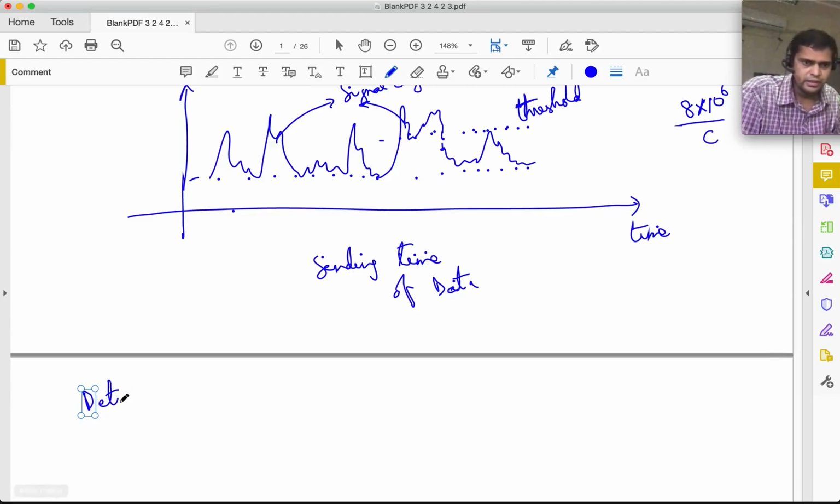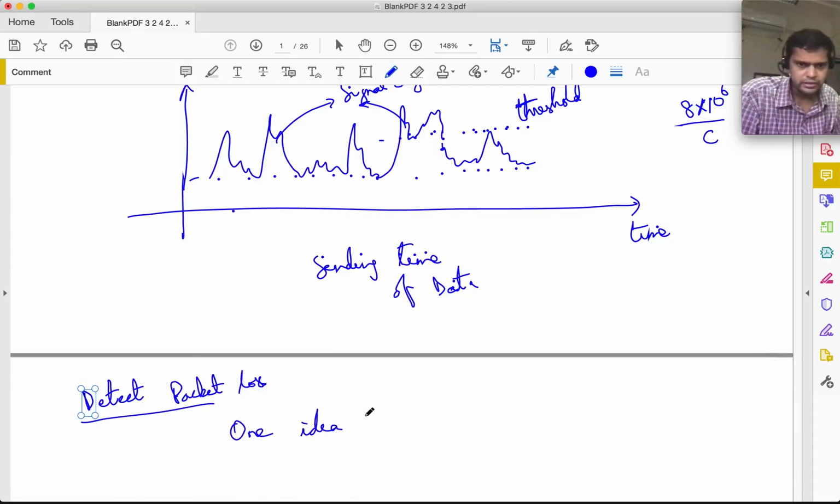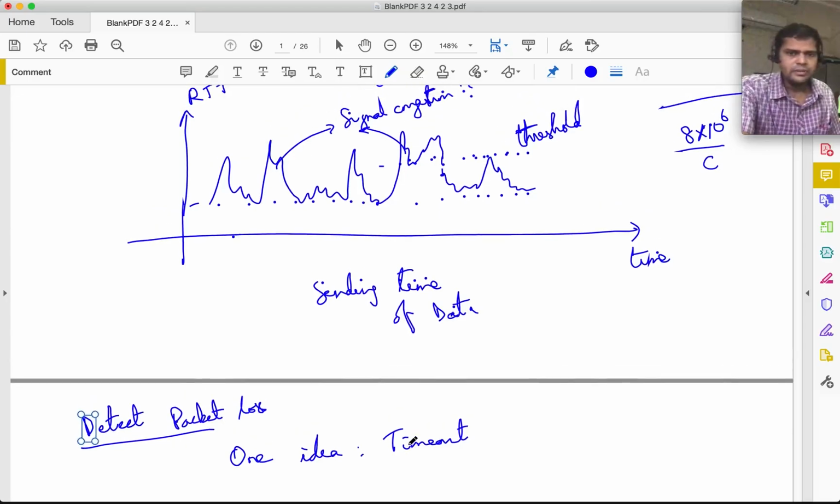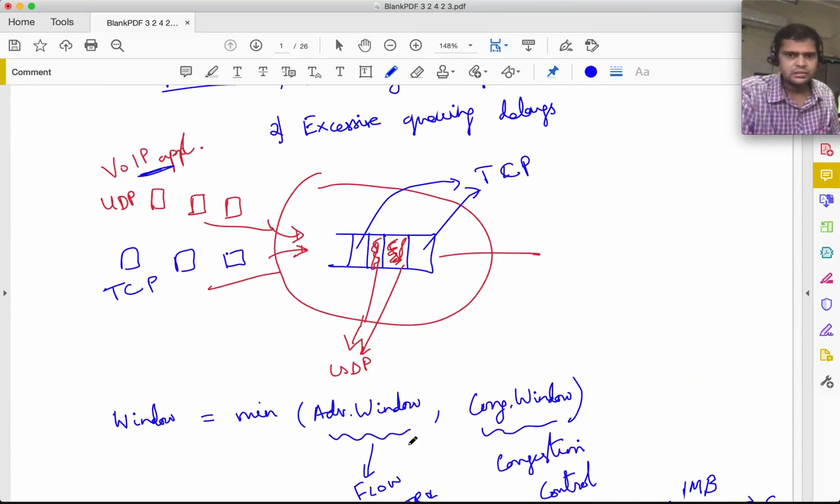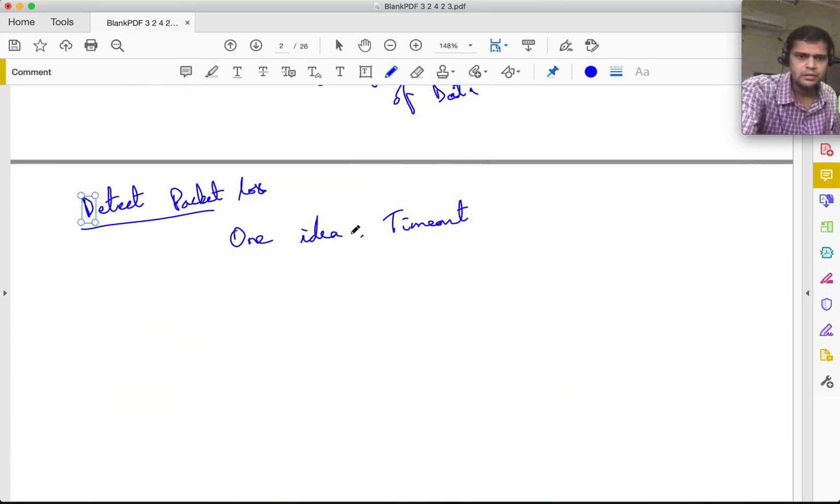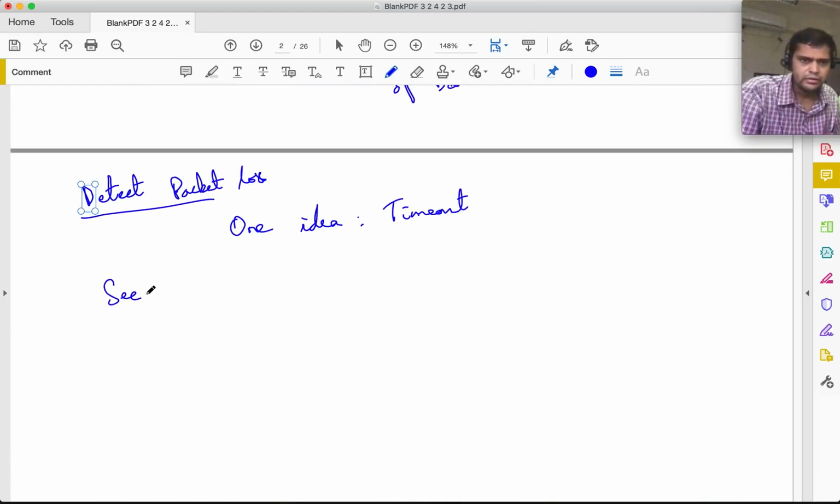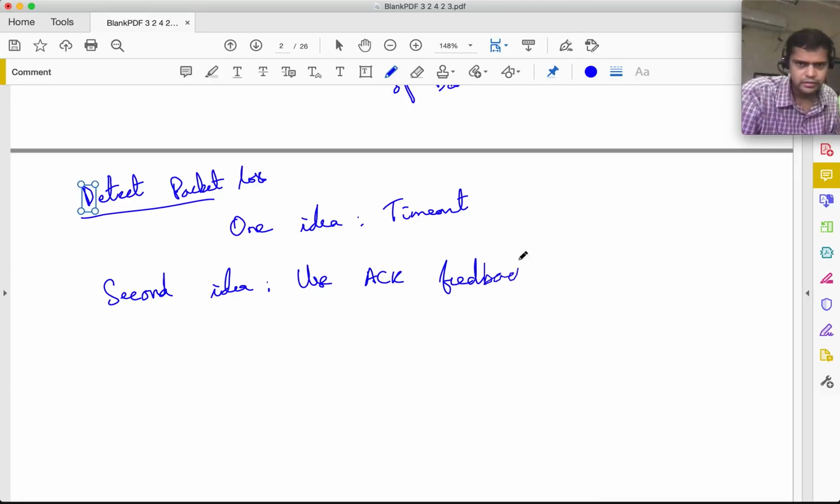But in general, we can use different techniques to detect packet loss. And one, of course, the idea that I just mentioned, is you use a timeout. But there are other methods too, because the receiver is sending you feedback information through acknowledgements. So it's possible that you can get some information from that. So let's say we use ACK feedback to infer losses. So I'll give you the basic idea.